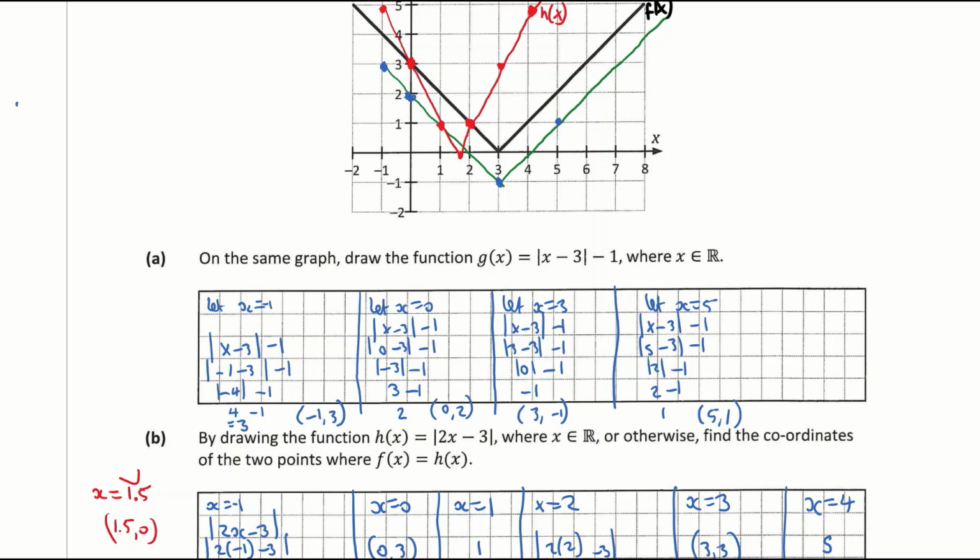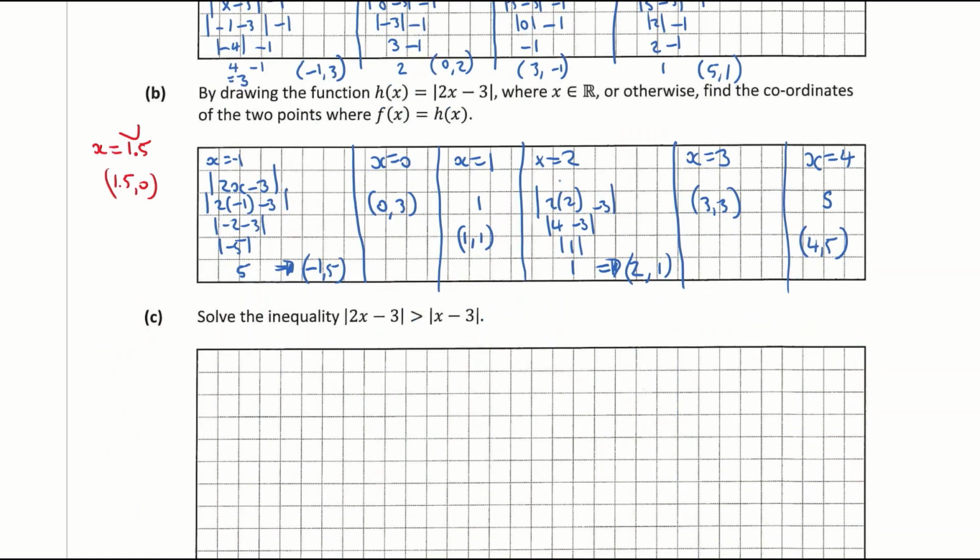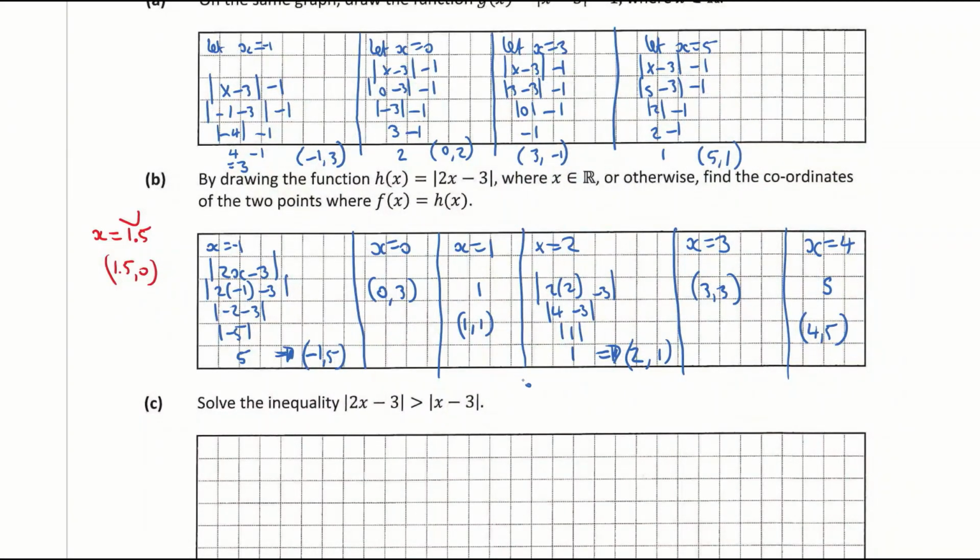So where do they meet? They're meeting here and here. So those coordinates are meeting at 0, 3 and 2, 1. Wouldn't that be right? So just writing that into my answer. So therefore, the points of intersection are 0, 3 and 2, 1.